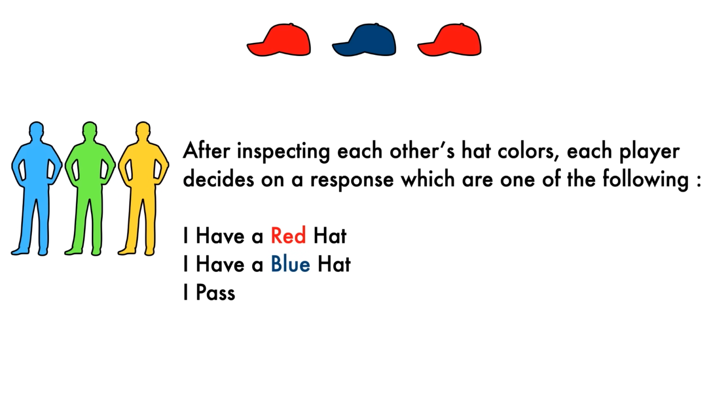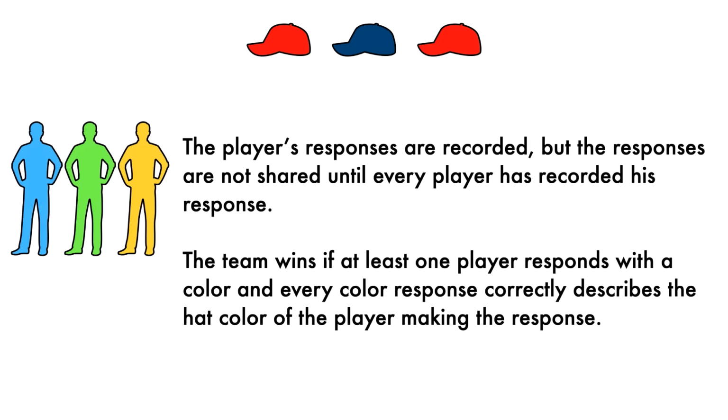After inspecting each other's hat colors, each player decides on a response, which is one of the following: I have a red hat, or I have a blue hat, or I pass. The players' responses are recorded, but the responses are not shared until every player has recorded his response. The team wins if at least one player responds with a color and every color response correctly describes the hat color of the player making the response.